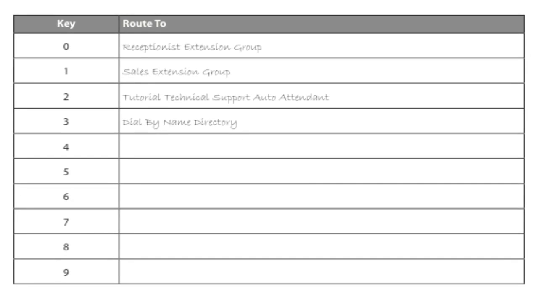Finally, we'll tell the auto-attendant which keys will route to which options. For this tutorial, if a customer presses 0, we'd like to route to the Receptionist Extension Group. If they press 1, we'll route to the Sales Extension Group. If they press 2, we'll route to another auto-attendant for technical support. And if they dial 3, they'll get the Dial by Name directory. You can have up to 10 options for each auto-attendant.